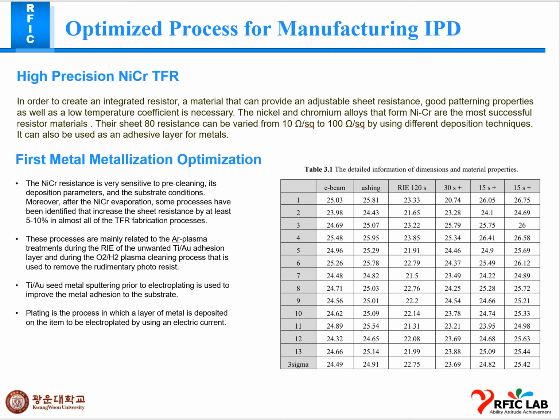In this first metallization optimization, the process is mainly related to Ar plasma treatment during the RIE of the unwanted TiAu layer, and the O2/H2 plasma cleaning process that is used to remove the unwanted photoresist. In this, Ti and Au sheet metal seeding prior to electroplating is used to improve the metal adherence to the substrate. Plating is the process in which a layer of metal is deposited on the item to be electroplated by using an electric current.